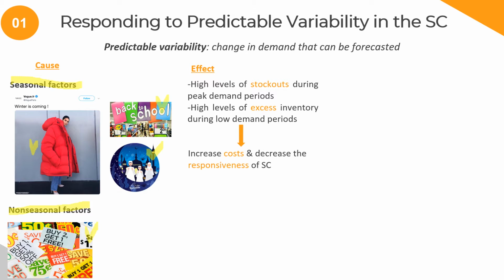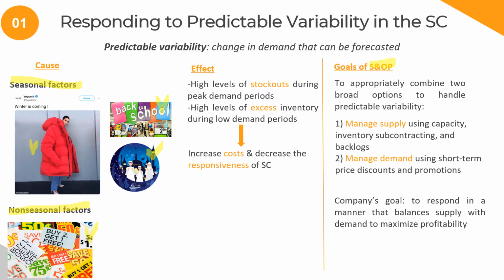And that's where sales and operation planning takes place. S&OP has the goal to appropriately combine two broad options to handle predictable variability: by managing supply using capacity, inventory, contracting, and backlogs, and also by managing demand using short-term price discounts and promotions. We also need to remember that the company's goal in this predictable variability is to respond in a manner that balances supply with demand to maximize profitability.